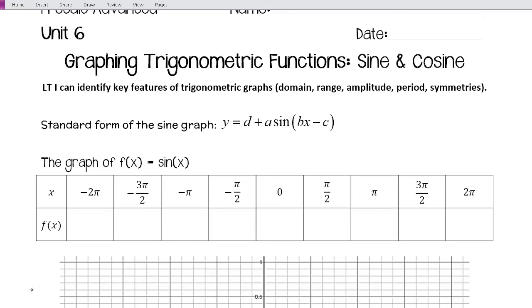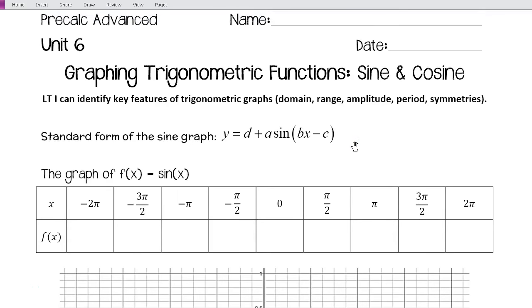This is Mr. Martin. These are video notes for Pre-Calc Advanced. We're on to Unit 6. In this video we're going to be looking at the basic graphs of sin x and cosine x.